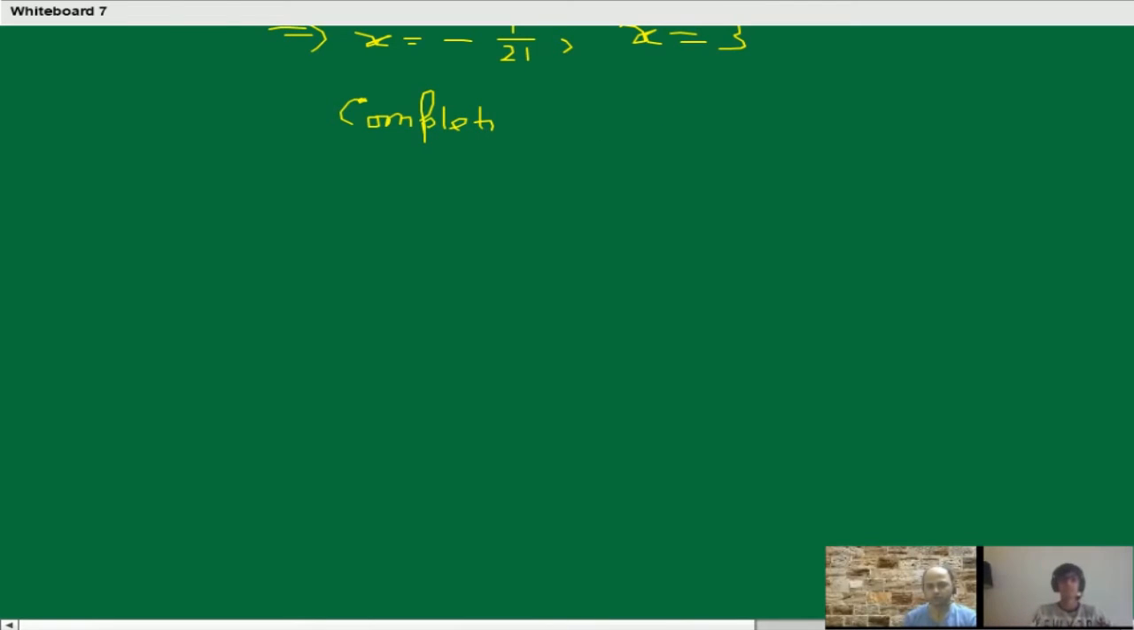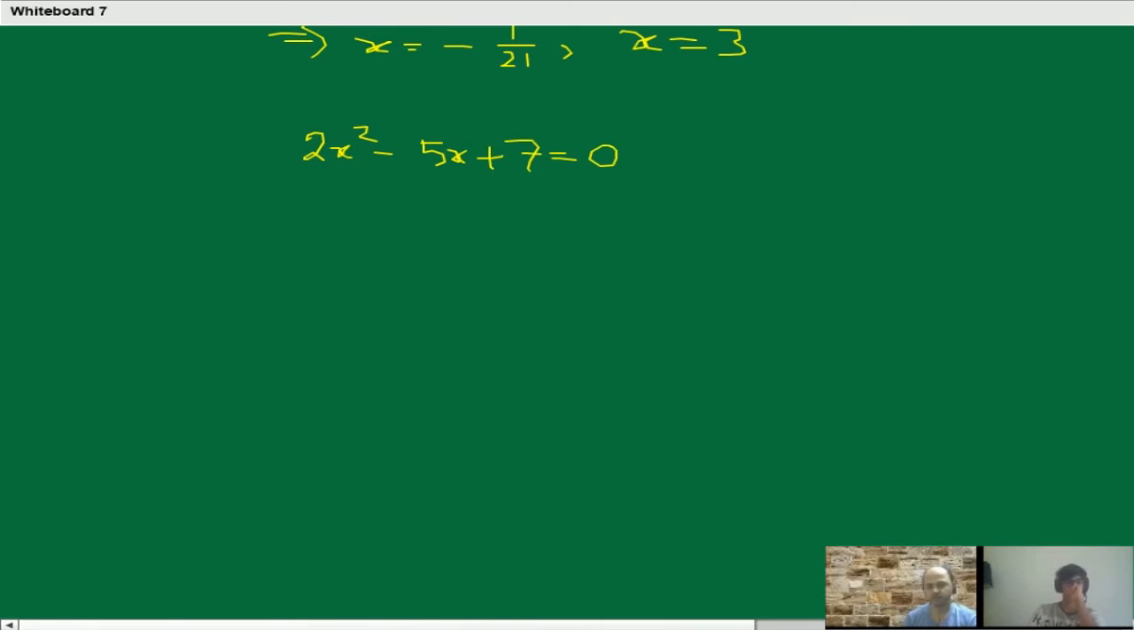Before going to the completing square method, can we apply the quadratic formula here? 2x square minus 5x plus 7 equals 0. So let's solve by using the quadratic formula. So using the quadratic formula, we would get, solving for x, minus 5.